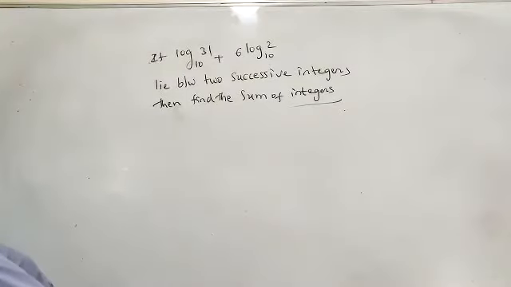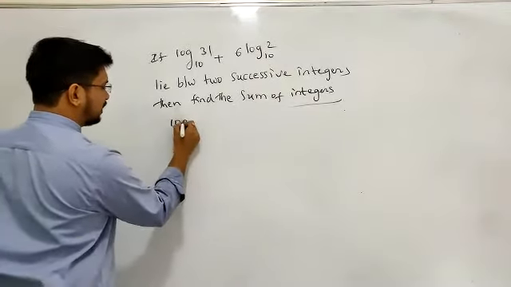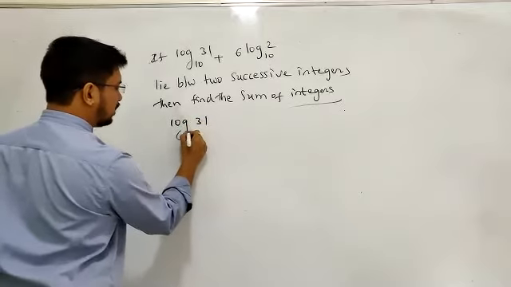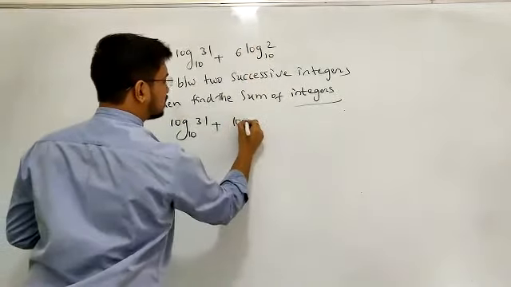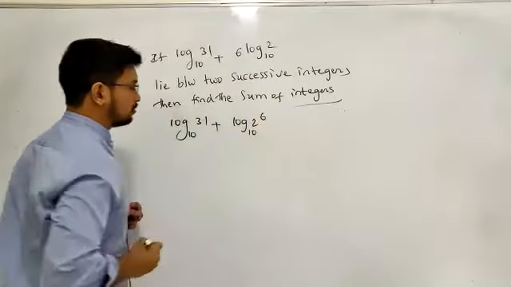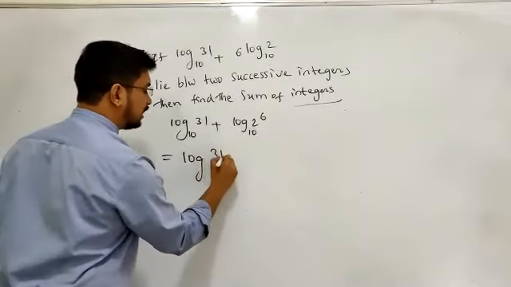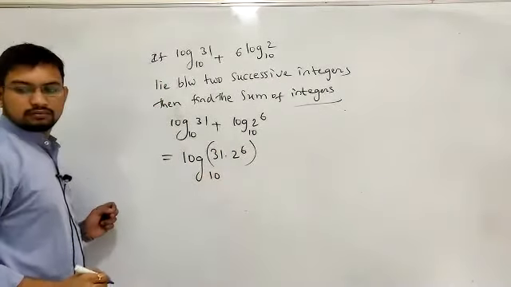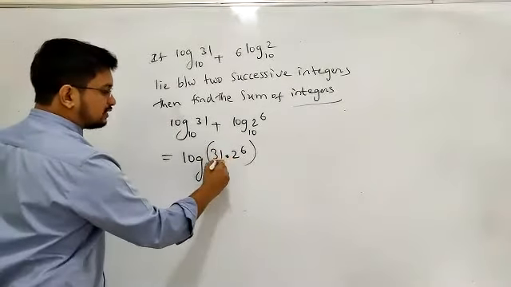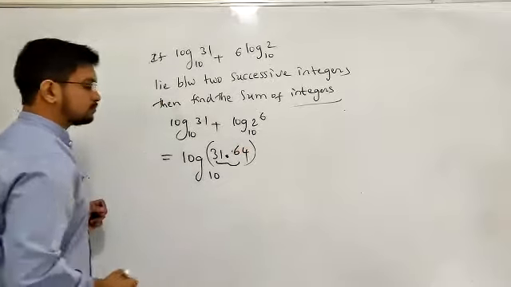Yes, very good, Akram. Right, good. Check it again. The problem is very simple. I think yesterday I told you about this. Log 31 to the base 10 plus 6 log 2 to the base 10. So this is log 2 power 6 to the base 10. So this is log of 31 into 2 power 6 to the base 10. So this value, 31 into 2 power 6, is 31 into 64.